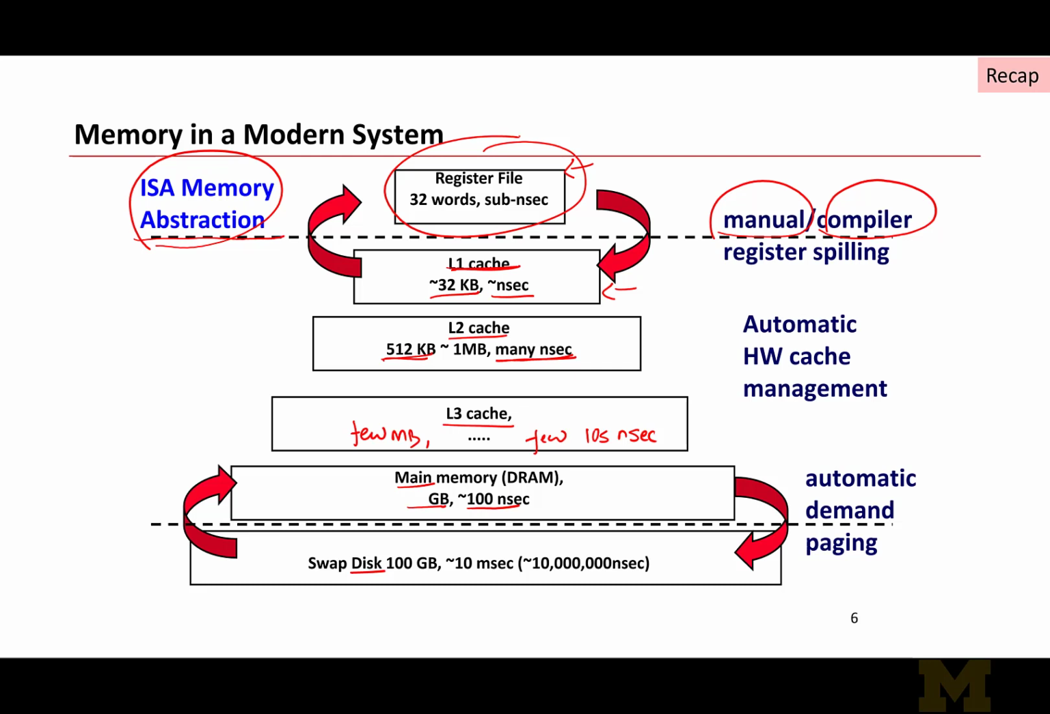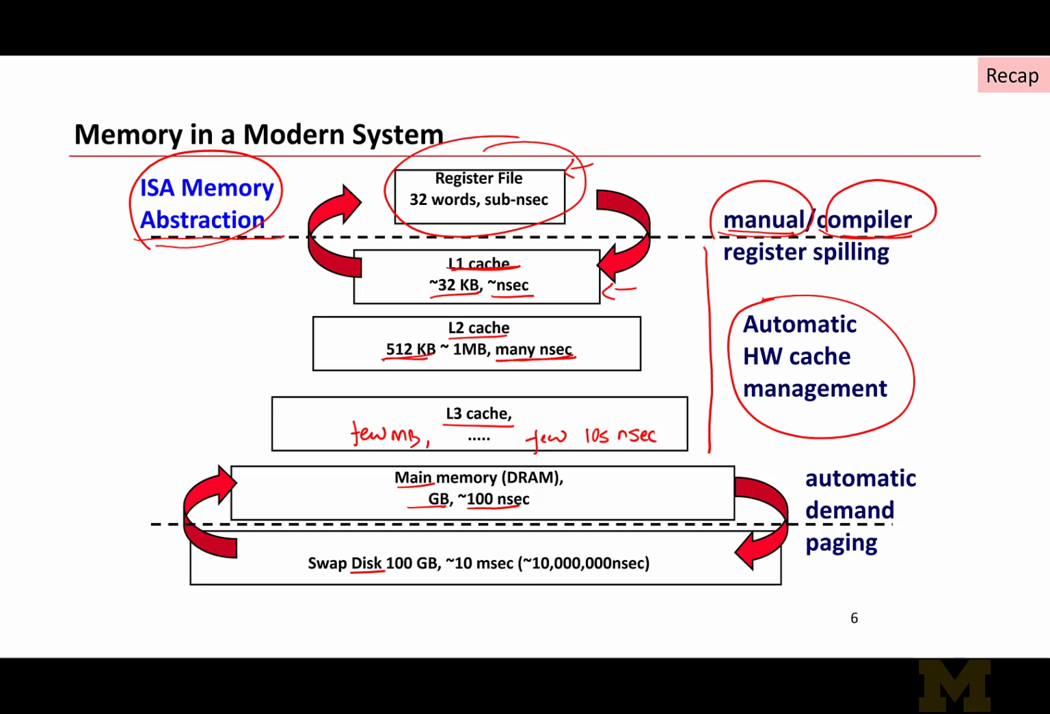Now for registers, like I said, it is done by the programmer or the compiler, but for the caches, it is done by the hardware. The reason why the programmer and compiler cannot do it is because, like I said before, caches are not exposed to them through the ISA. So it has to be done in hardware.